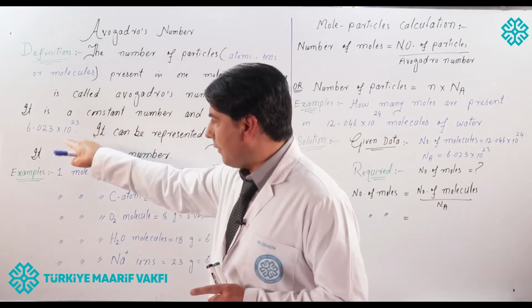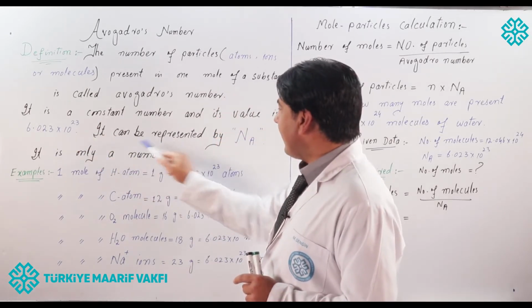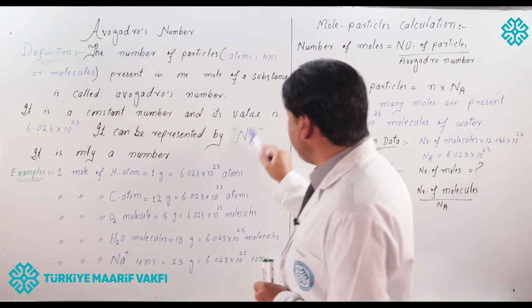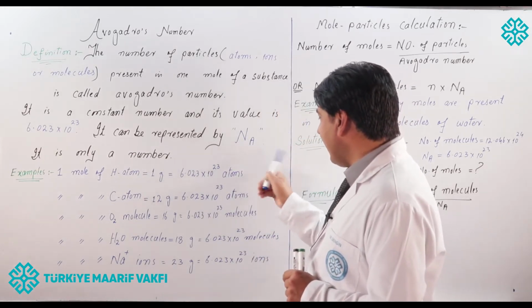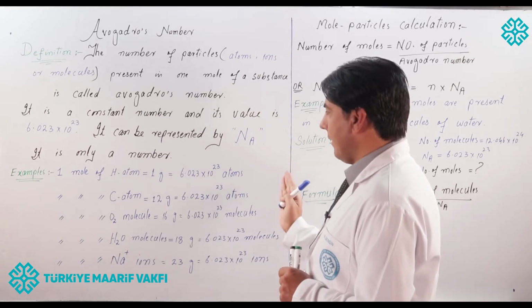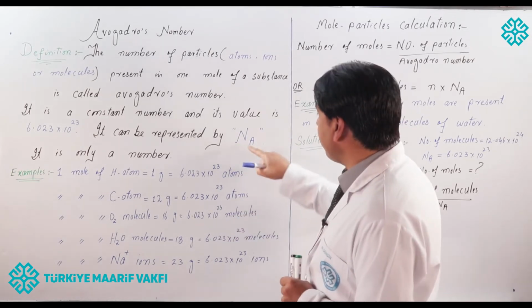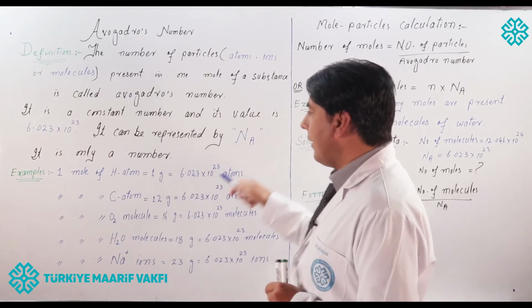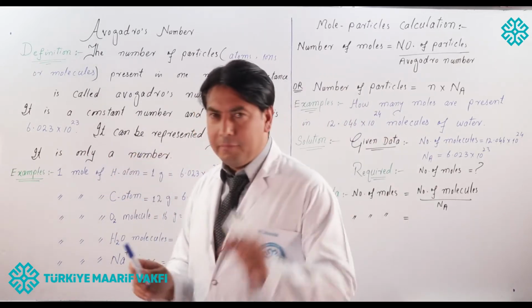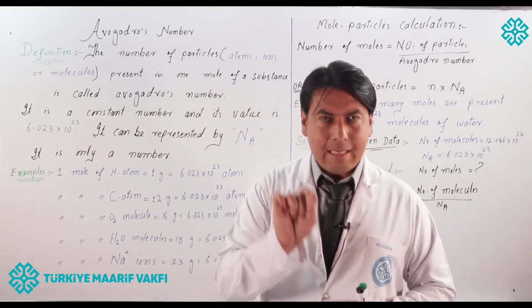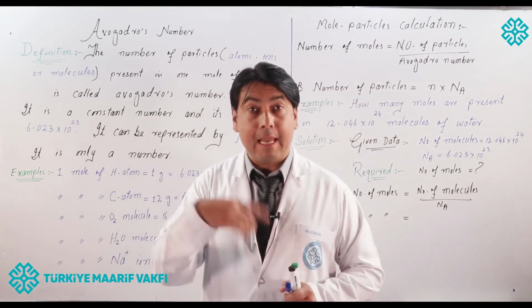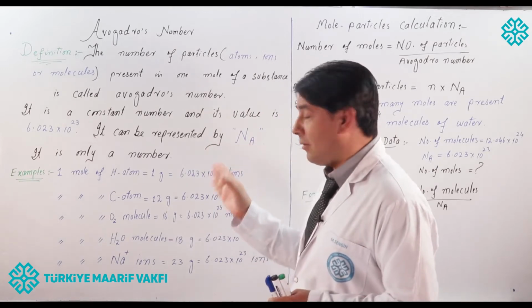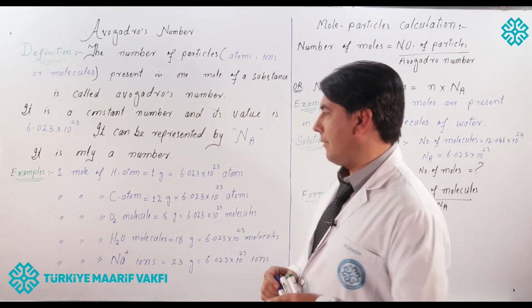Remember this value. It can be represented by NA, capital N, capital A, but the A will be written below the N slightly at the right side. So Avogadro number can be represented by NA. It is only a number. We discussed that mole is a number as well as a quantity, but Avogadro number is just a number.